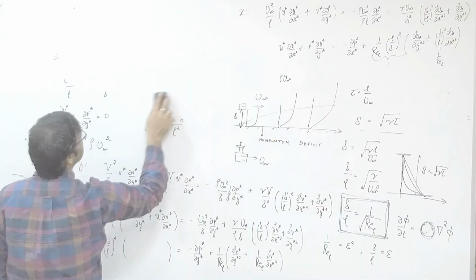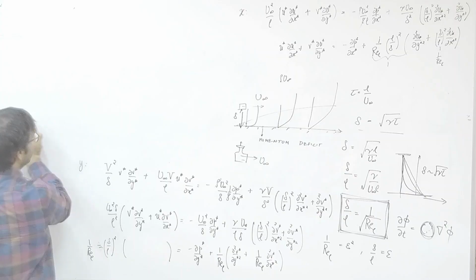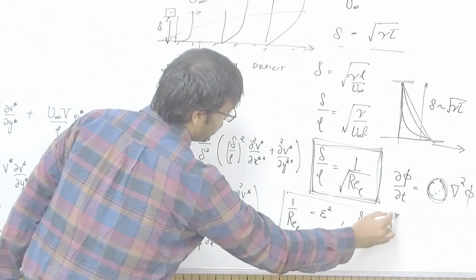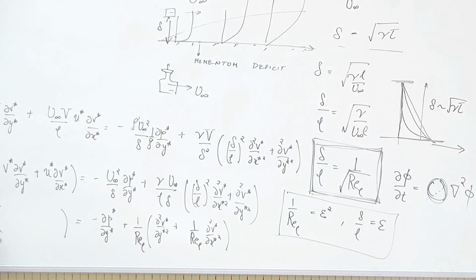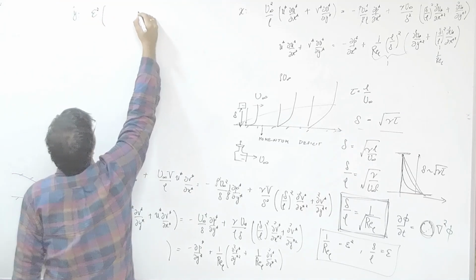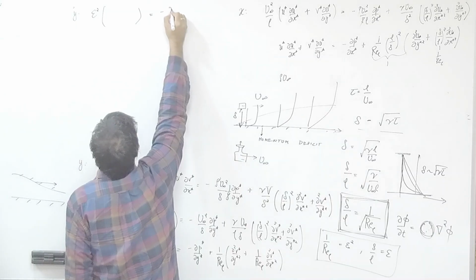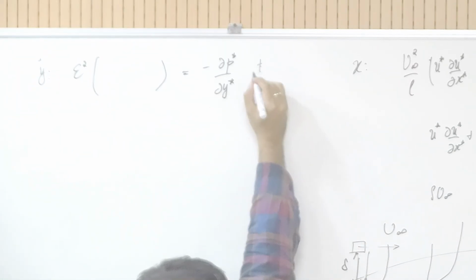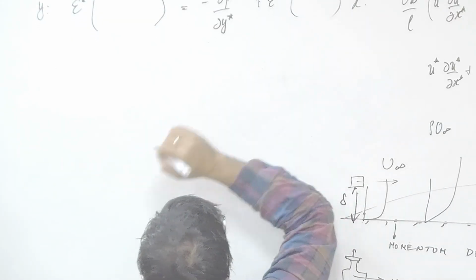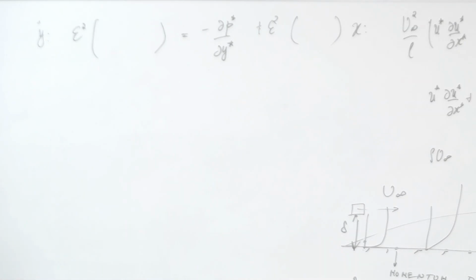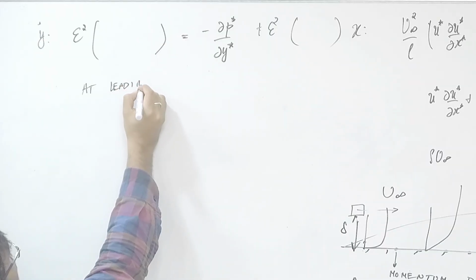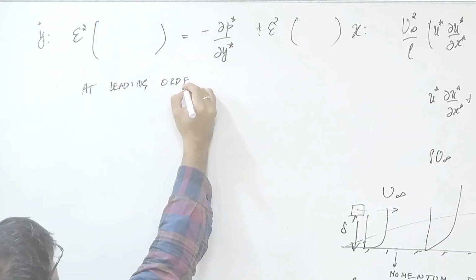So let us write down the inner layer equations, and let us use epsilon square for 1 by REL wherever we see it. The y momentum equation basically becomes epsilon square times the inertial terms minus del p star over del y star plus epsilon square times the viscous terms. So that means at leading order, what does the y momentum equation give?